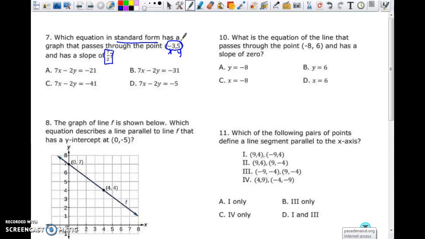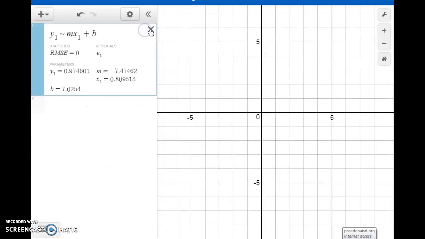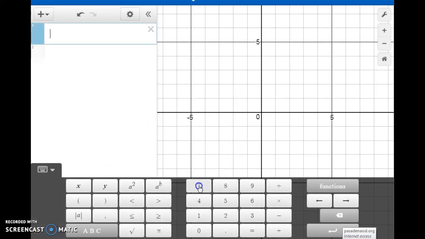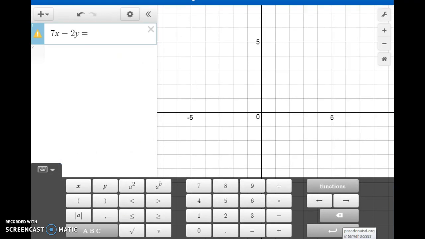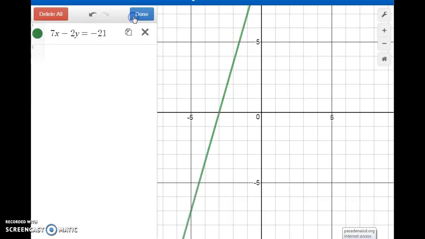When you're doing a standard form, there is a way to turn it back in. However, one way we can eliminate is let's plug in each of these equations and see, does it contain this point? So for A, I'm going to plug in 7x minus 2y equals -21. Now, if you notice in the gear, it won't let you convert to a table. That's because the y is not alone. You can only convert it into a table if the equation is y equals.